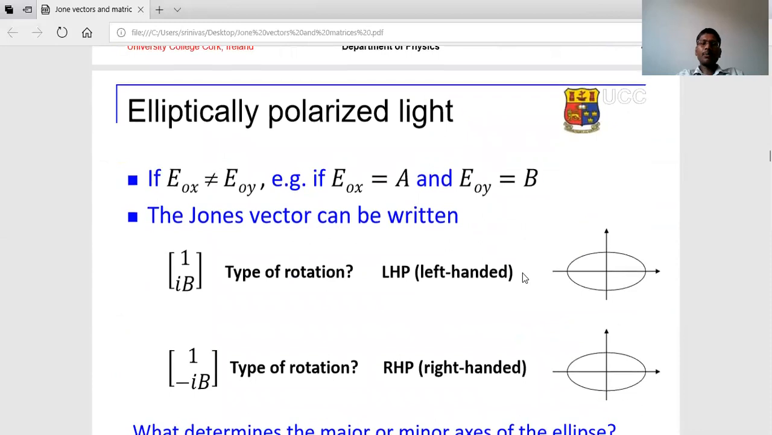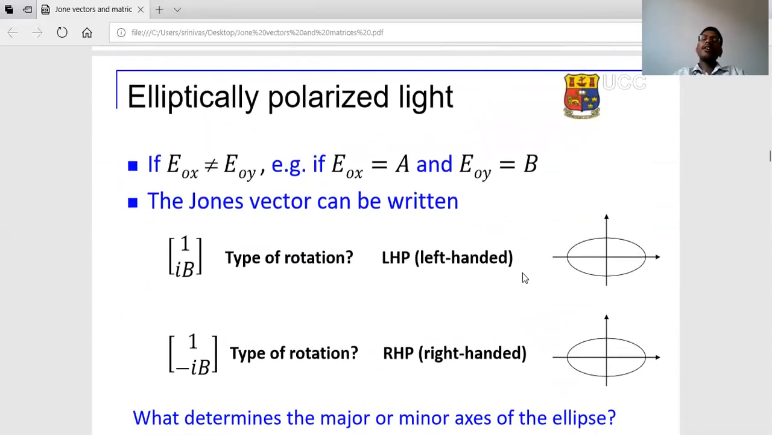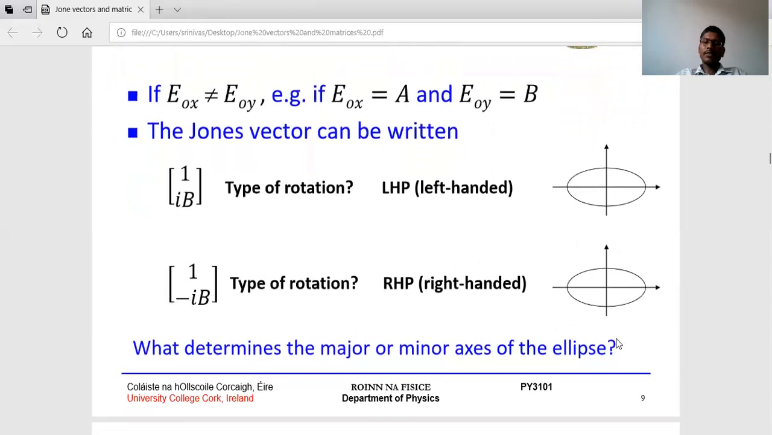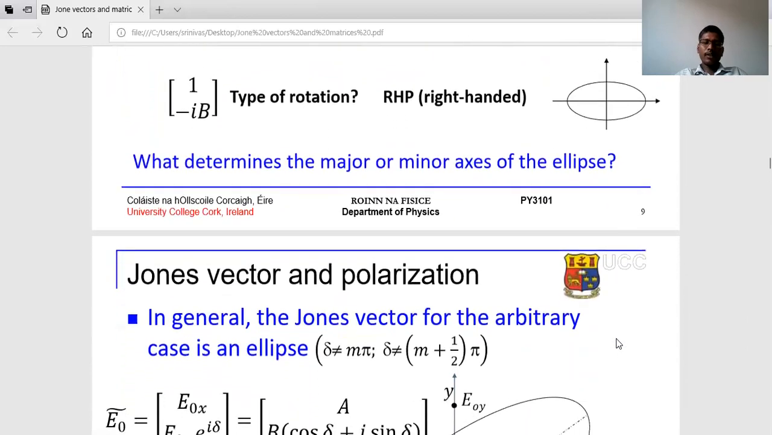Next, for elliptically polarized light, where E naught x is not equal to E naught y, for example E naught x is equal to A and E naught y is equal to B, the Jones vector can be written as (1, iB). This type of rotation is left-handed, in the clockwise direction, and (1, -iB) for right-handed. The arrow mark is the same as what I am showing, for left-handed or anti-clockwise direction. What determines the major and minor axes of the ellipse? That is our question.